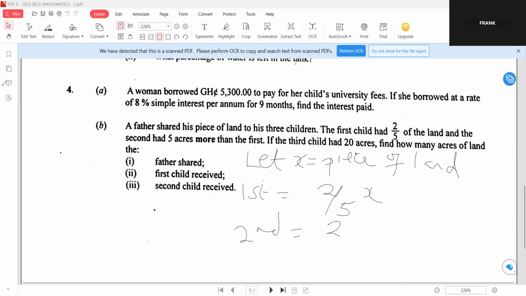So what the first child got, plus 5. Third child got 20 acres. How many acres of land did the father share? So if we add the first child's acres to the second to the third, it should be equal to the total piece, which is X. So X is what the father shared, what the first child received, and what the second child received. So let's look at that.